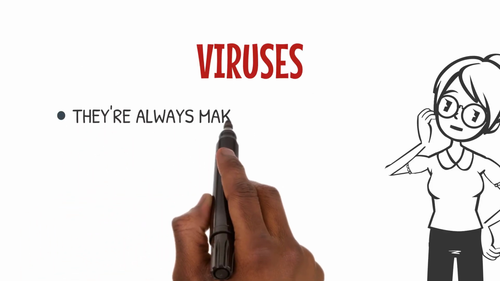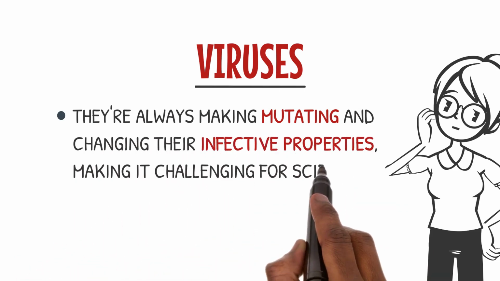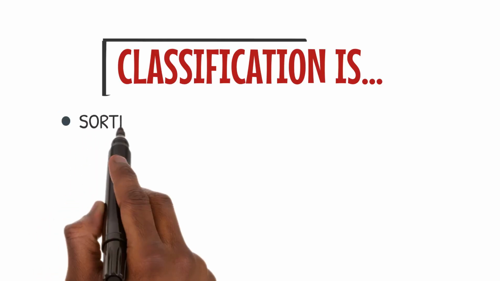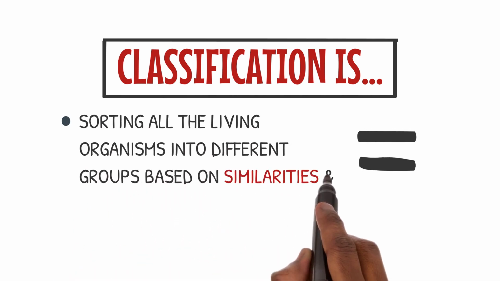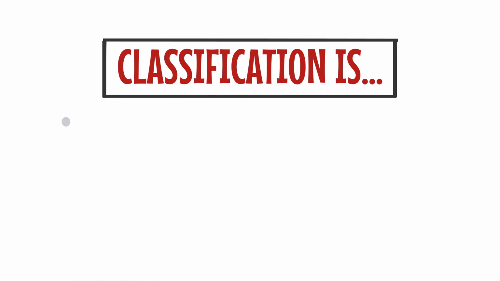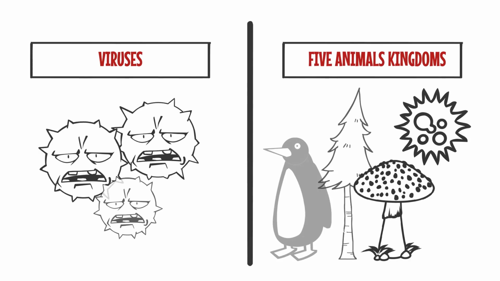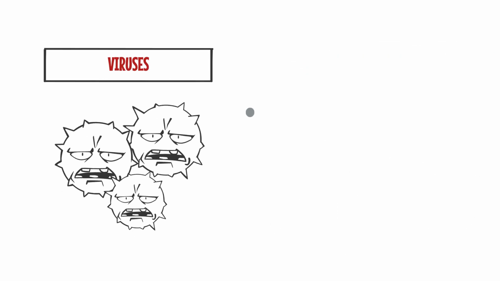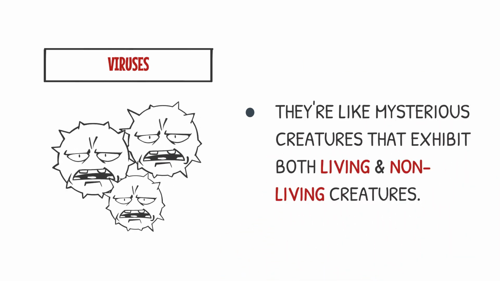They are always mutating and changing their infective properties, making it challenging for scientists to develop a cure for diseases like the flu. Classification is like sorting all the living organisms into different groups based on their similarities and differences. It helps us make sense of the incredible variety of life on our planet. Viruses don't fit neatly into any of the 5 kingdoms because they can't reproduce independently. They're like mysterious creatures that exhibit both living and non-living features.